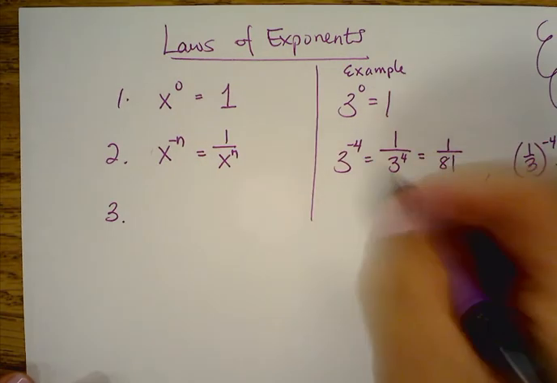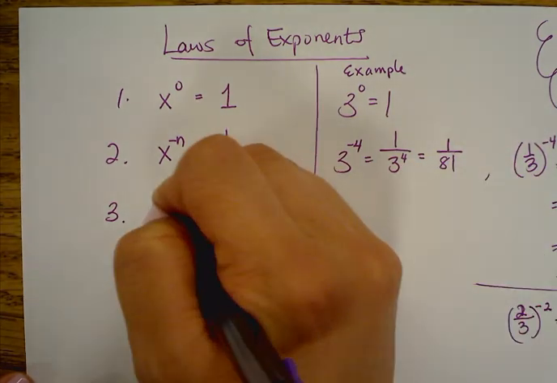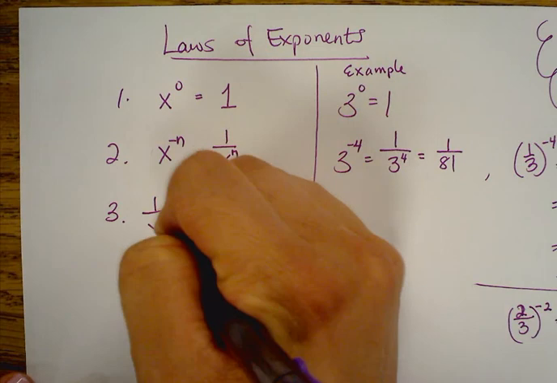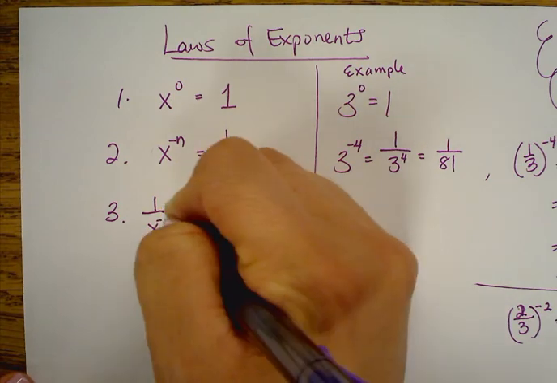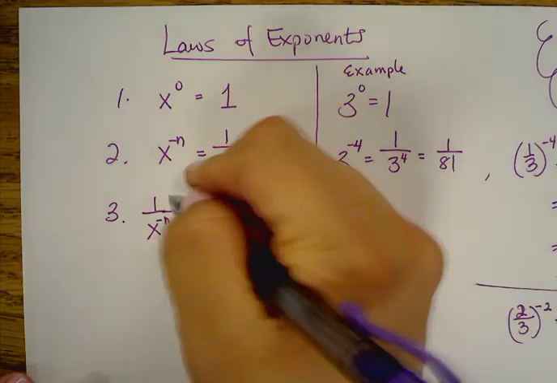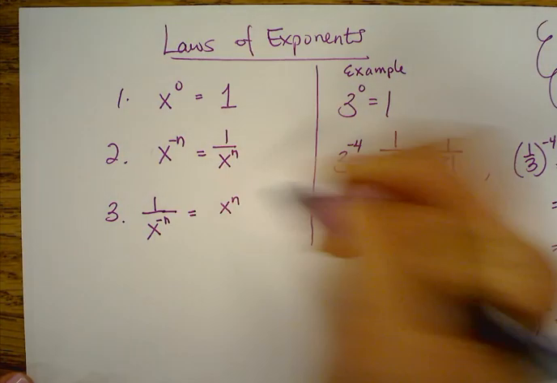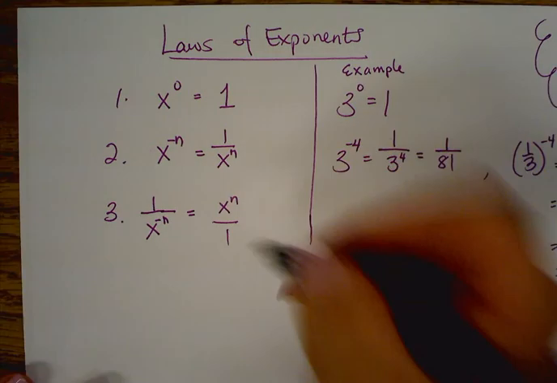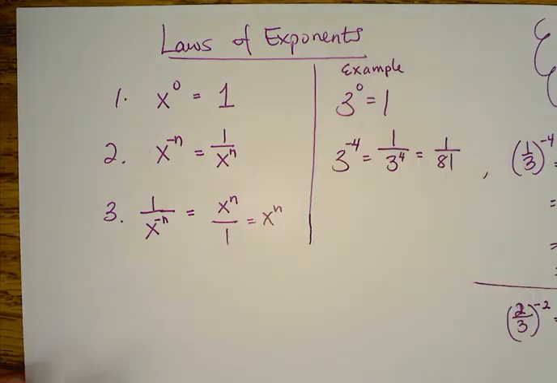What if the exponent is already on the denominator and it's negative? Then it gets to go up, right? So it's going to be x to the n over 1, but that's just x to the n, right? That's a rule.